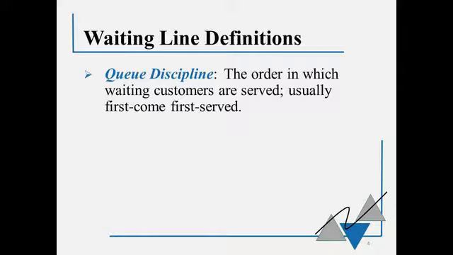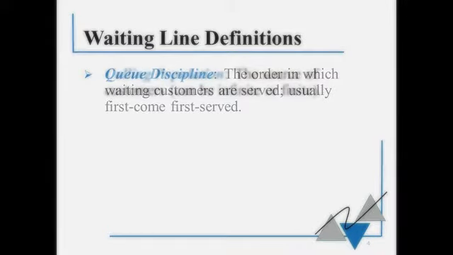Our first definition is called queue discipline. This is the order in which the customers are served. Usually, customers are served on a first-come, first-served basis. You can probably think of some examples where that's not true, but generally this is how it works. And in this class, we are going to focus on the first-come, first-served queue discipline.